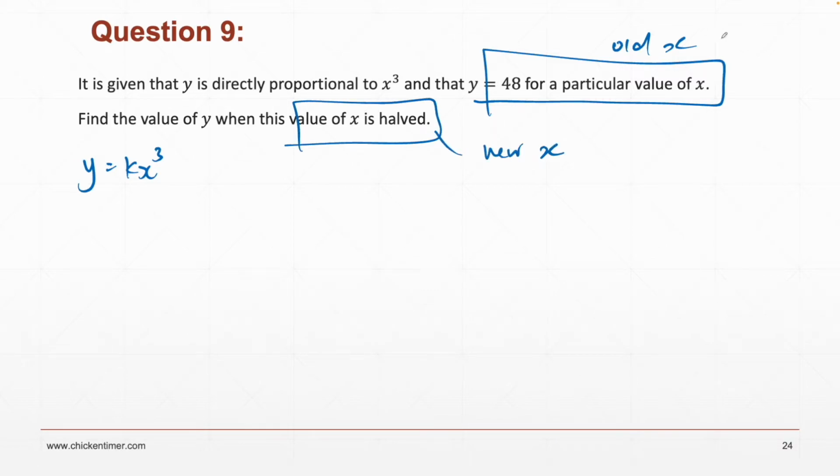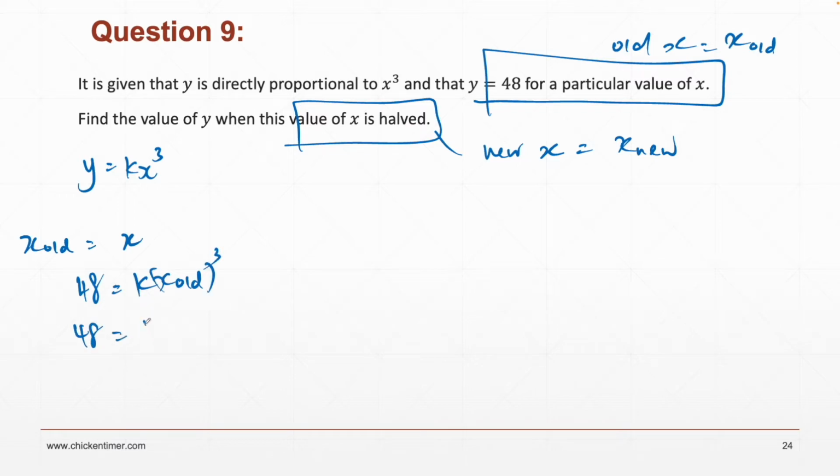So I call the old x like that, and the new x like this. In this case, x old will be the x value. So when y is 48, then kx cubed, where x is the old value. So 48 equals kx cubed. From here, we can find that the constant k is actually 48 over x cubed. So we take note that this k is this.